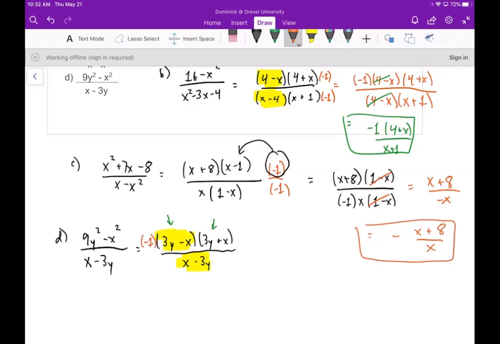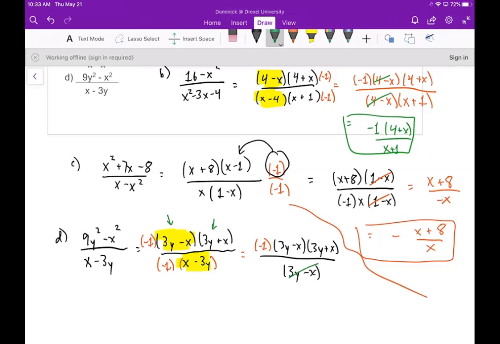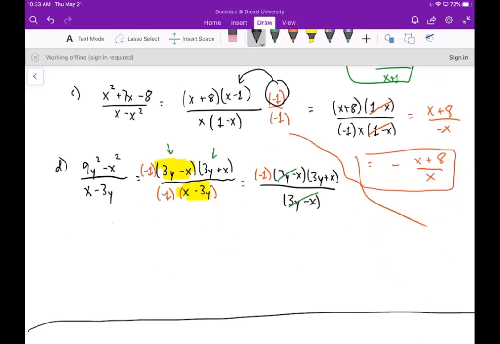So if I multiply top and bottom by -1, and I'll use it in the bottom, I guess. So we have a -1 out front here still. And then 3y minus x, 3y plus x, over, and this will then become a 3y minus x. So now these cancel, and we're left with a -1 times a 3y plus x. Or again, if you want, you could just even drop the 1 and say it's -3y plus x.